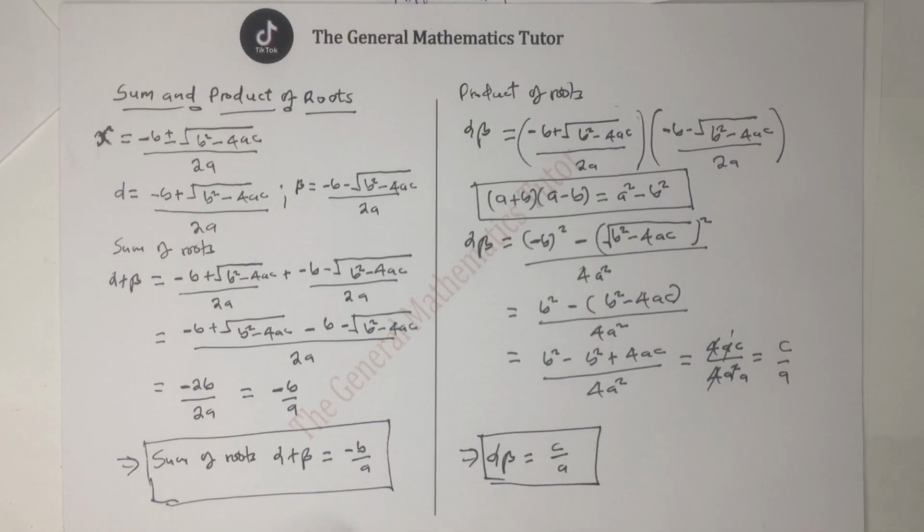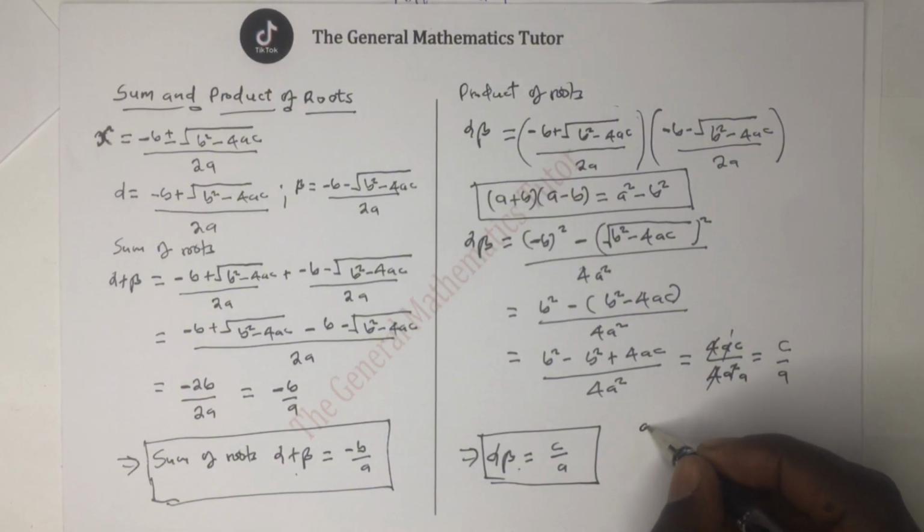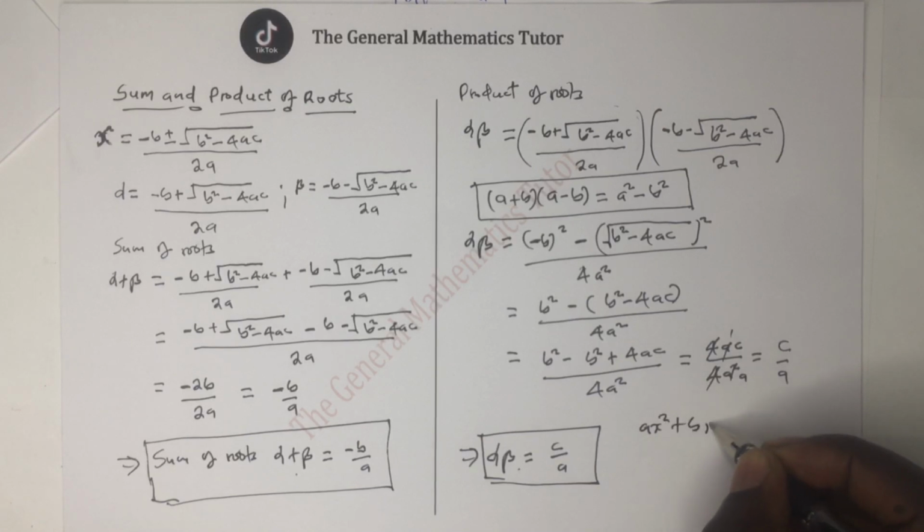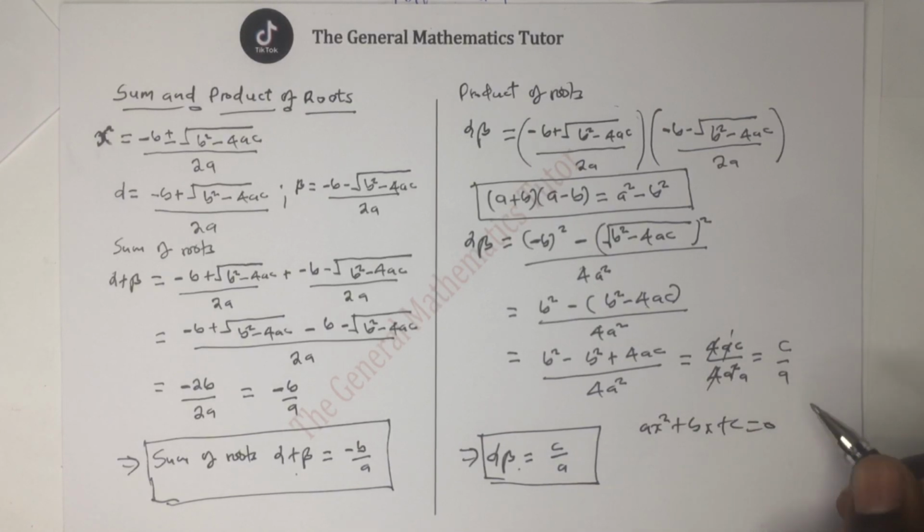Now we can compare the sum of roots and the product of roots with the standard quadratic equation, that is ax squared plus bx plus c equals 0. If you want to get the product of roots, you just take c over a, and when you want to get the sum of roots, that is alpha plus beta, you just take negative b over a.